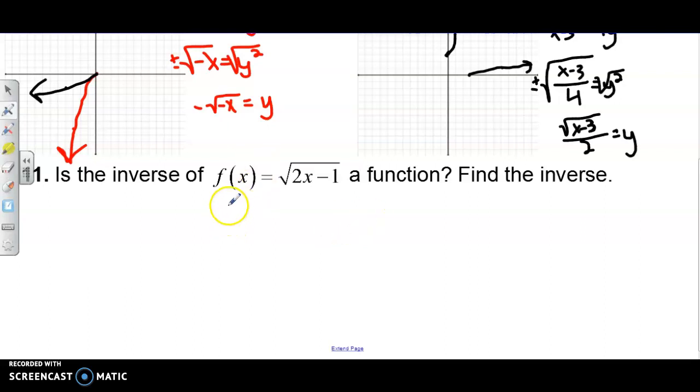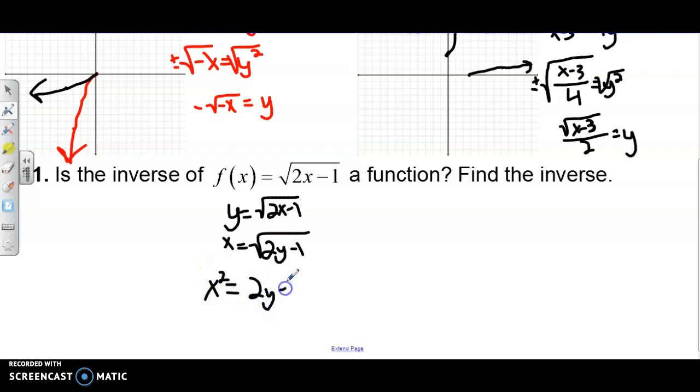Well, first thing I'll do is I'll make this y. Switch the x and the y. Square both sides. Add 1. And then divide by 2.